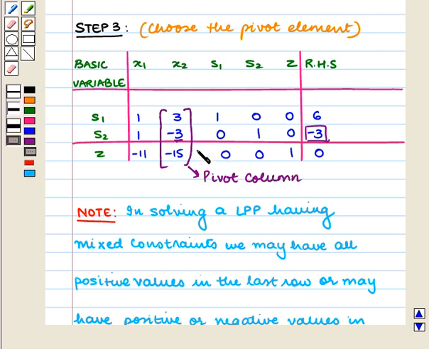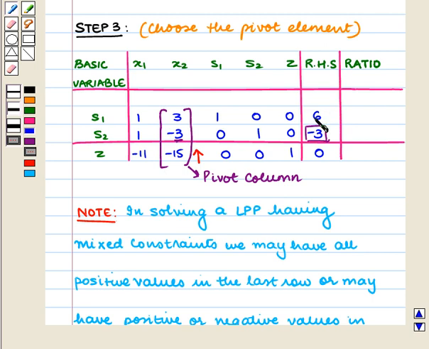So it is the incoming basic variable. Now to choose the pivot element, we find the ratio by dividing the elements of the RHS column by the corresponding element of the pivot column, leaving the last row entry. Note that we will choose only positive ratio.